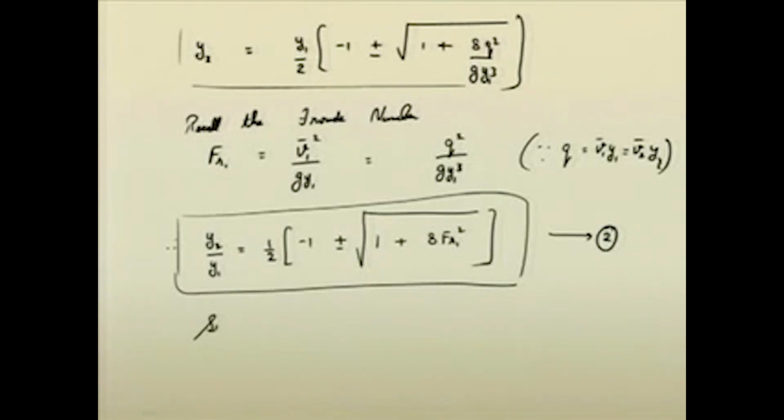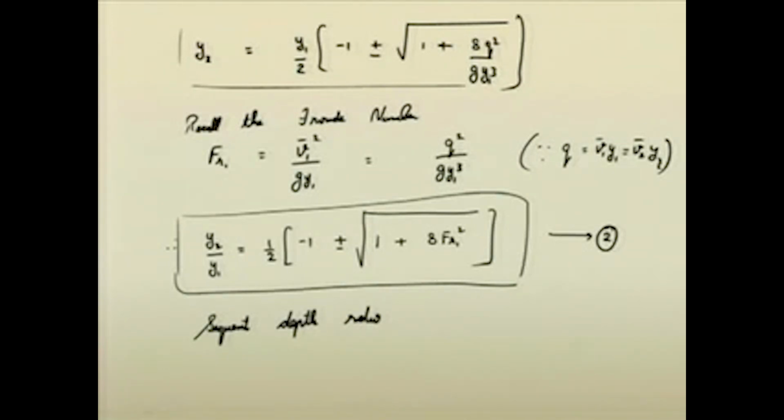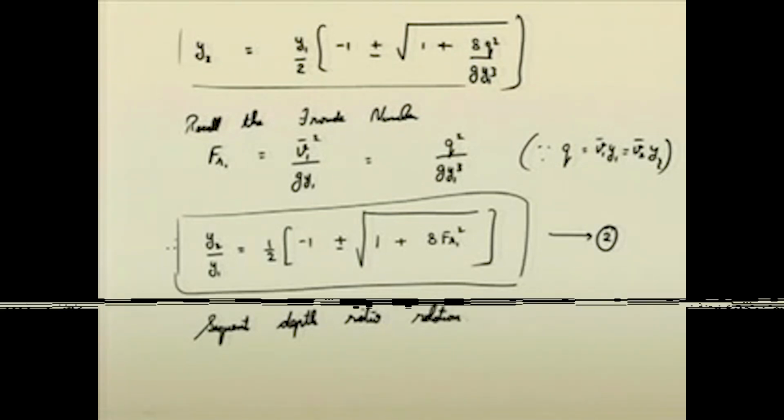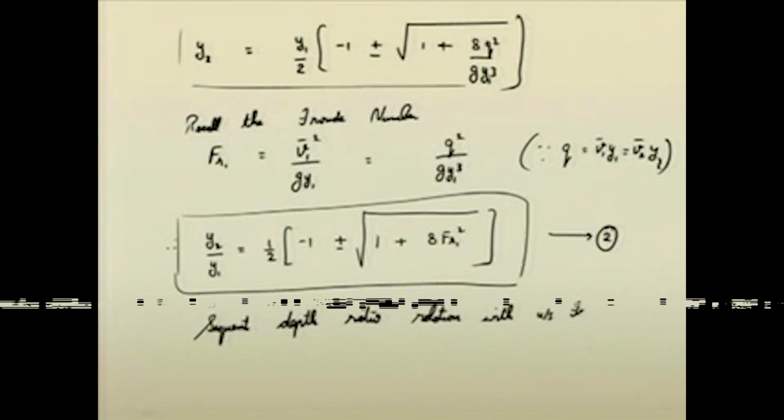That is the sequent depth ratio relation with the upstream Froude number.